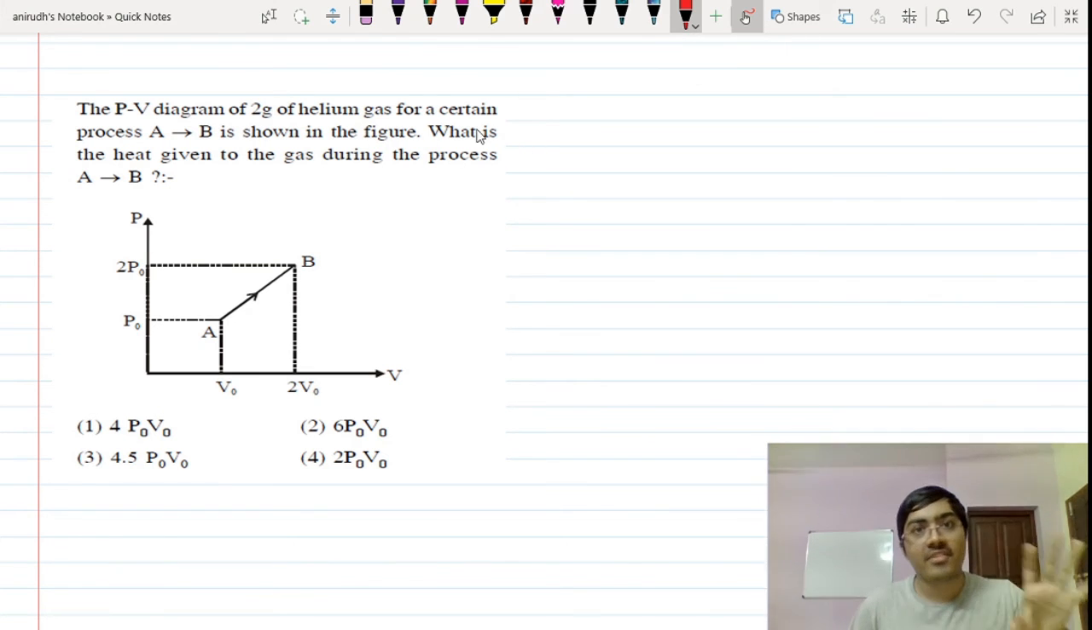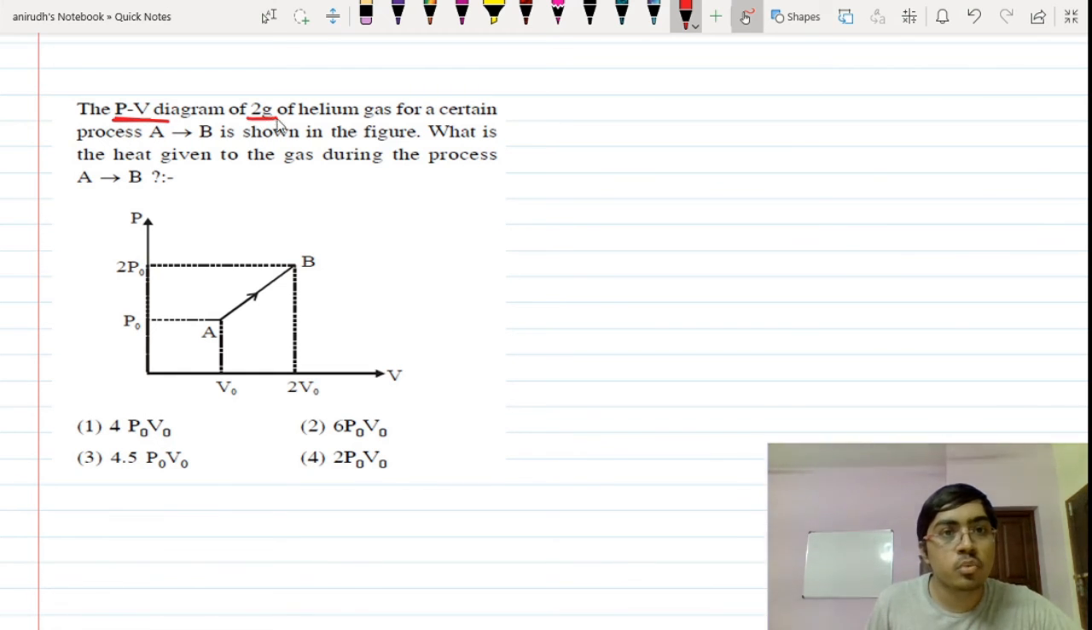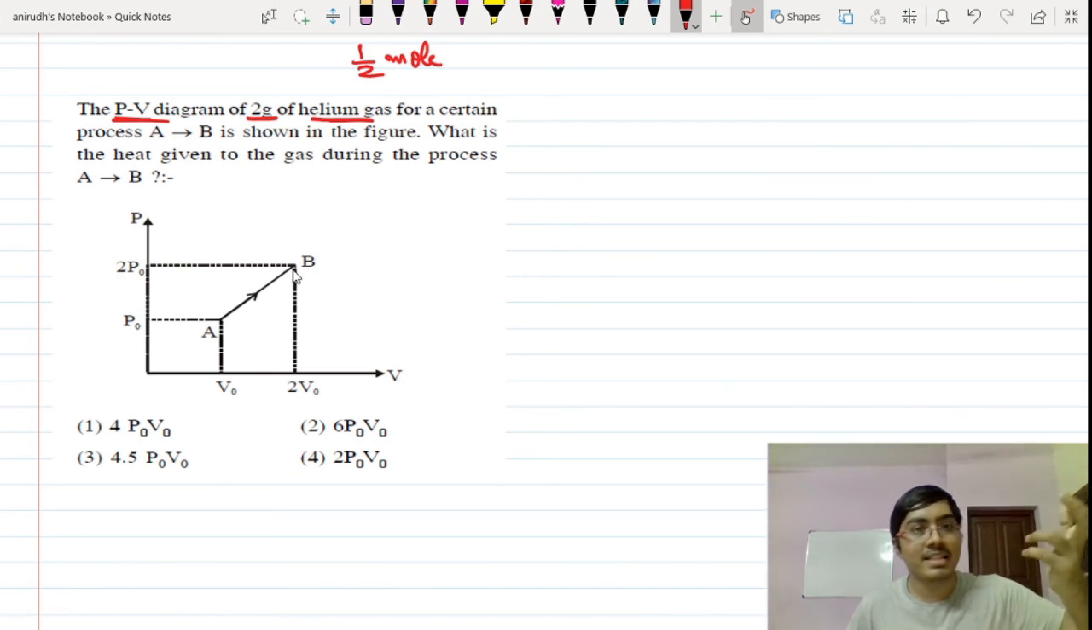So yeah, first question is from the topic of thermal physics. Yes, you have a PV diagram over here, isn't it? And 2 gram of helium gas is there. That means half mole is there, isn't it? Half mole of helium gas is present for a certain process A to B. So this is going from A state to B state, right? So this is from A to B as shown in the figure.